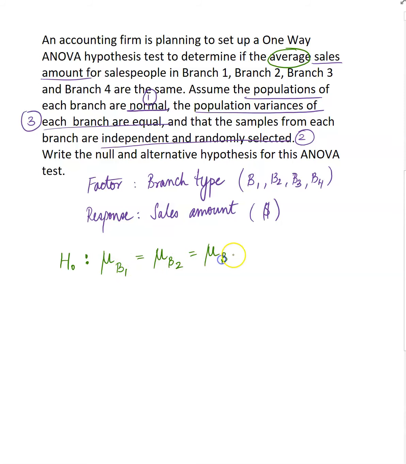It is the same mean amount in branch 3 and branch 4. And then H1 says at least one of the means is different, or at least two of them are not the same. At least one of the means is different. And they just asked for these two and we answered those two. Now we talk about degrees of freedom.